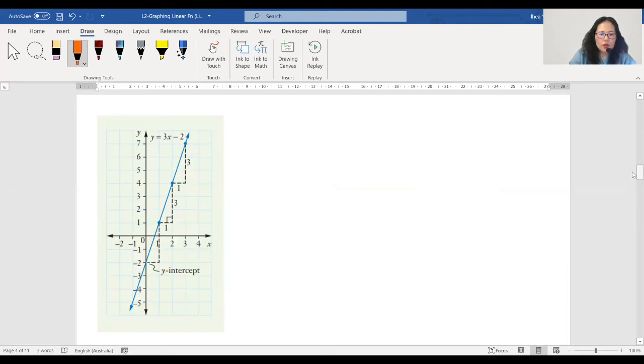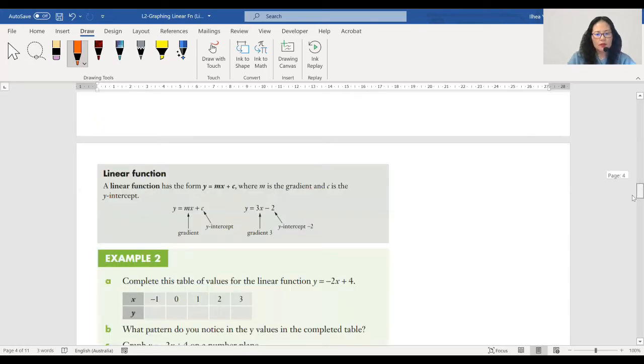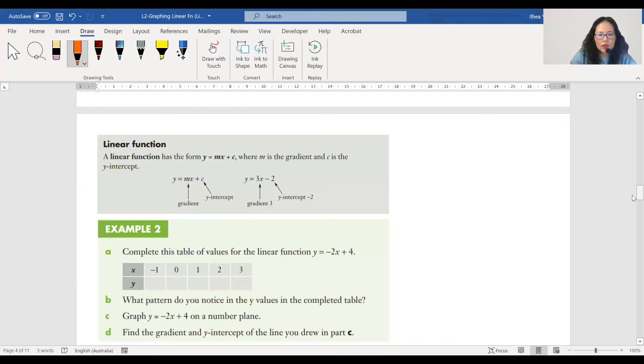So that's 3 and 1. So my rise is 3, my run is 1. And every single one of them is the same. And that -2 is my y-intercept. You probably remember working on this sort of thing. So here it's y equals mx plus c. m is the symbol for gradient, and c is for y-intercept. And with that equation we had, y equals 3x minus 2. 3 is my gradient, -2 is y-intercept.